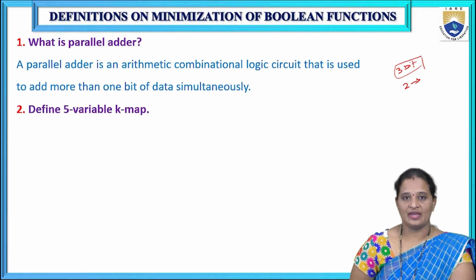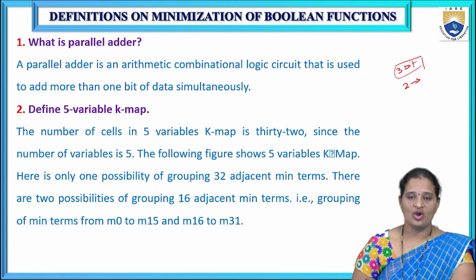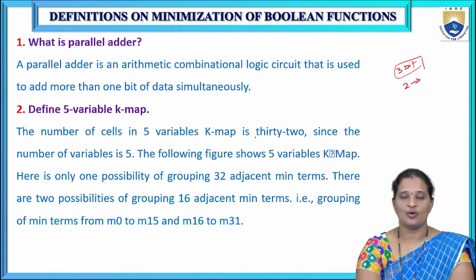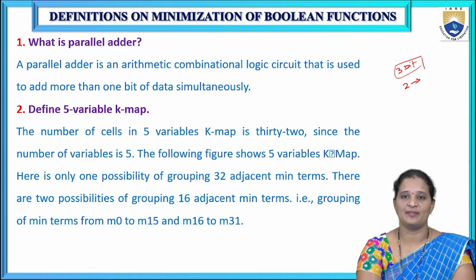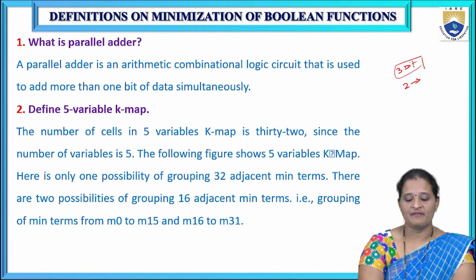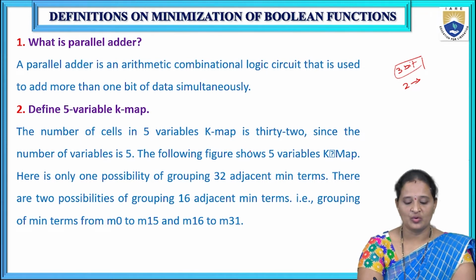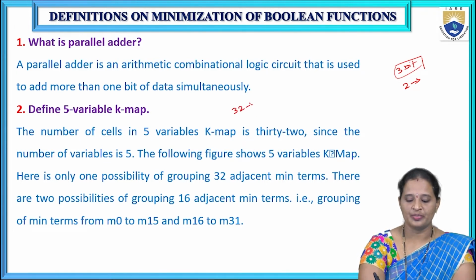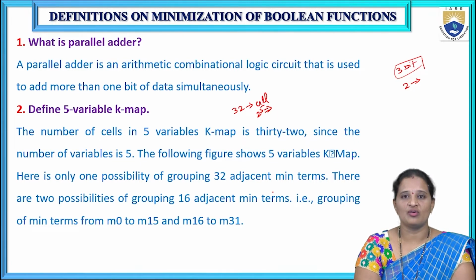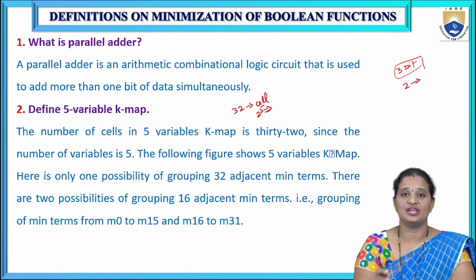Coming to the 5-variable K-map, how can we define a 5-variable K-map? The K-map which is used to simplify a 5-variable Boolean function is known as a 5-variable K-map. The 5-variable K-map will have a total of 32 cells, which is equal to 2 power 5. Each of these cells will be representing any one of the 32 input combinations.